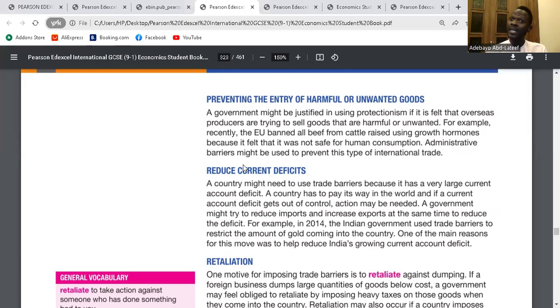Because if it's consumed by their citizens, it means government would have to spend on healthcare. As a result, government would want to stop it. Because it's an opportunity cost for government to spend on healthcare as a result of consuming imported demerit goods. Because they can spend that money on education or infrastructure.